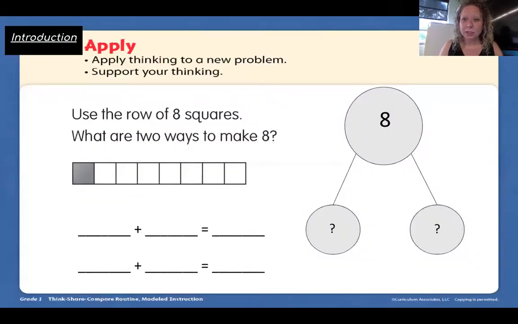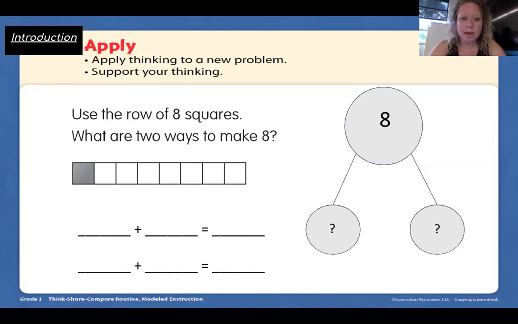All right, so here's your introduction, friends. I want you to look at the squares that we have on the screen. That is a row of 8 squares. I want you to think of 2 ways that you can make 8. Let's think about that. Now, you can use a piece of paper. You can use a whiteboard. If you have a number bond template, you may use that as well.